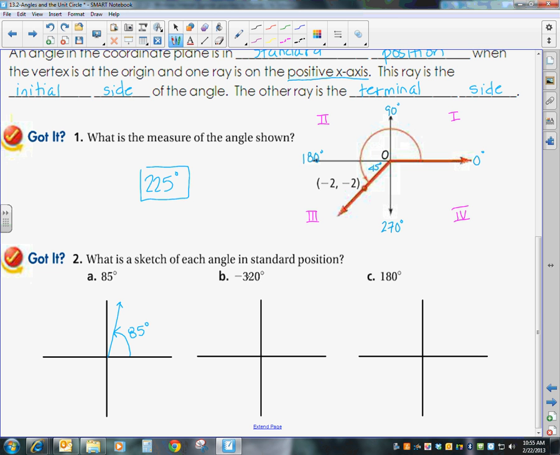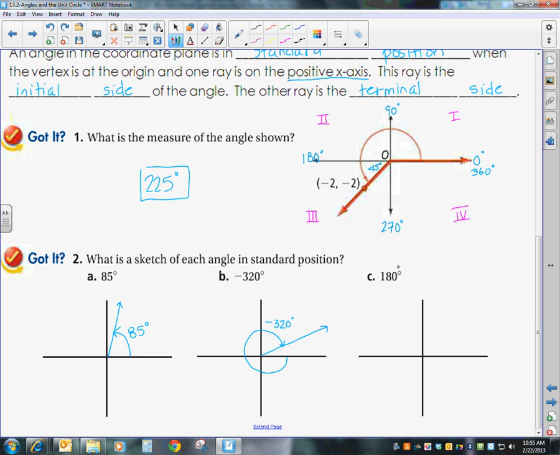Next, -320. Sometimes it's easiest to think of the positive and then just go in the opposite direction. So remember, this is 0 degrees. Well, it's also 360 degrees. So if I start here and go all the way around, I would be at 360. But I'm about 40 degrees short. So 320 is going to be about there. But I have to go in the negative direction, and I'm going to go 40 degrees short. So I'm starting here, going all the way around, drawing my arrow and labeling it as negative 320 degrees. Make sure you put that degree symbol up there.